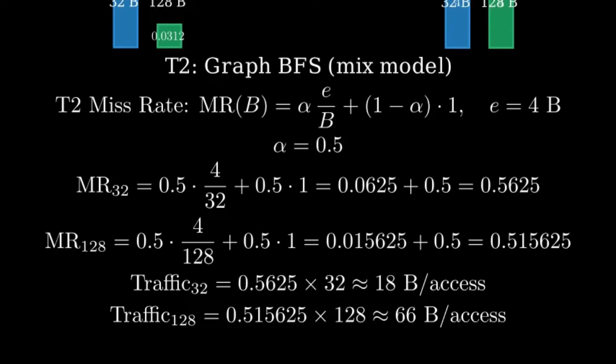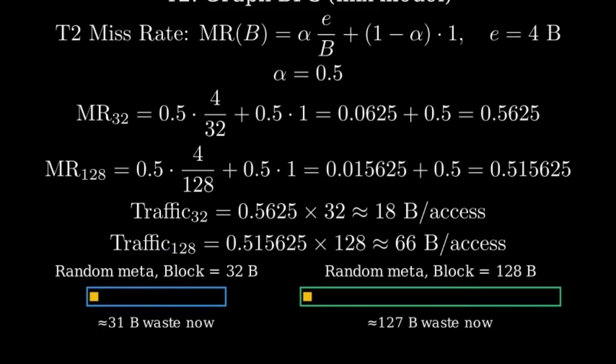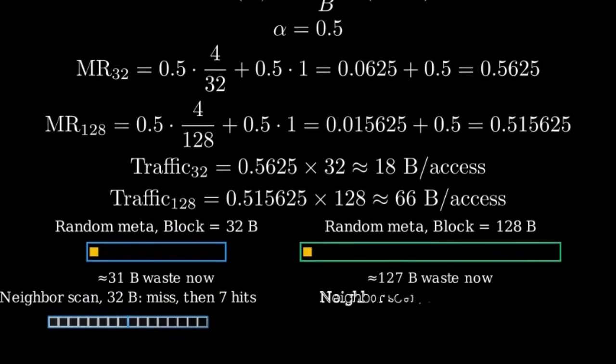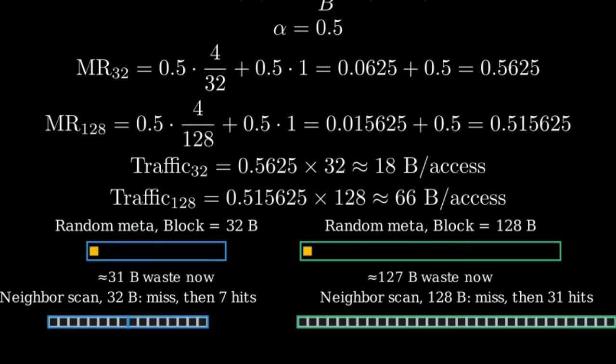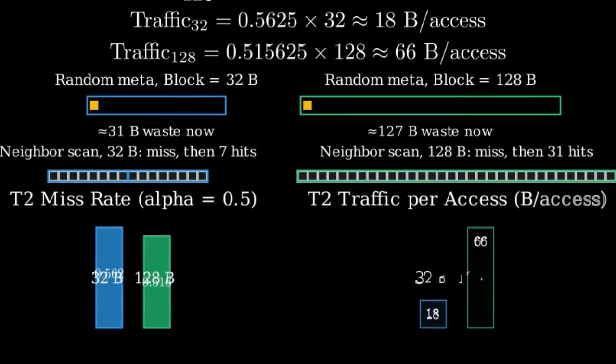Graphically, think of two kinds of touches. Random visited checks hit 1 byte scattered across memory. Fetching a 32-byte block means 31 bytes wasted right now. Fetching a 128-byte block means 127 bytes wasted. For the sequential neighbor scan, both block sizes give runs of hits after the first miss, but the 128-byte block runs 4 times longer. Since BFS is a mix, the waste on the random part dominates the bandwidth. Here are the bars for trace 2. The miss rate is only slightly lower for the bigger block, but the bandwidth per access is far higher due to wasted data on random touches.